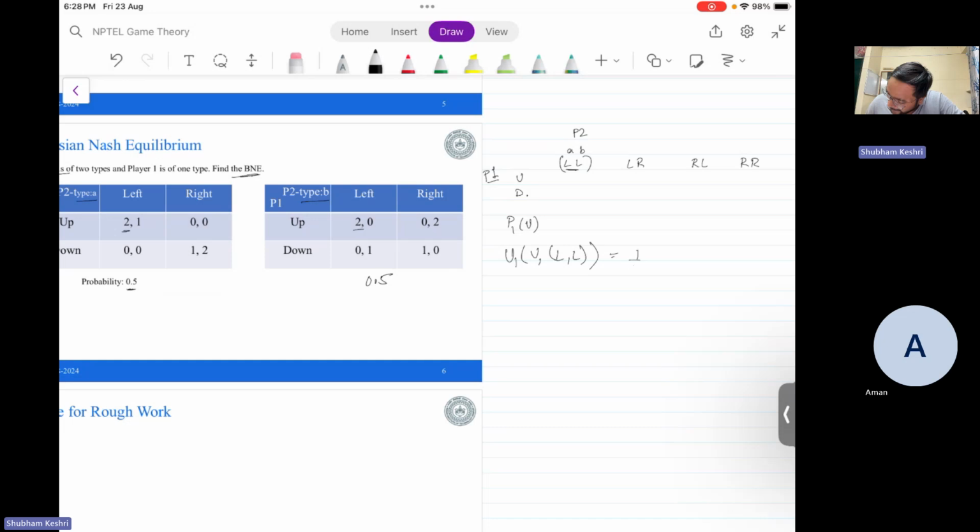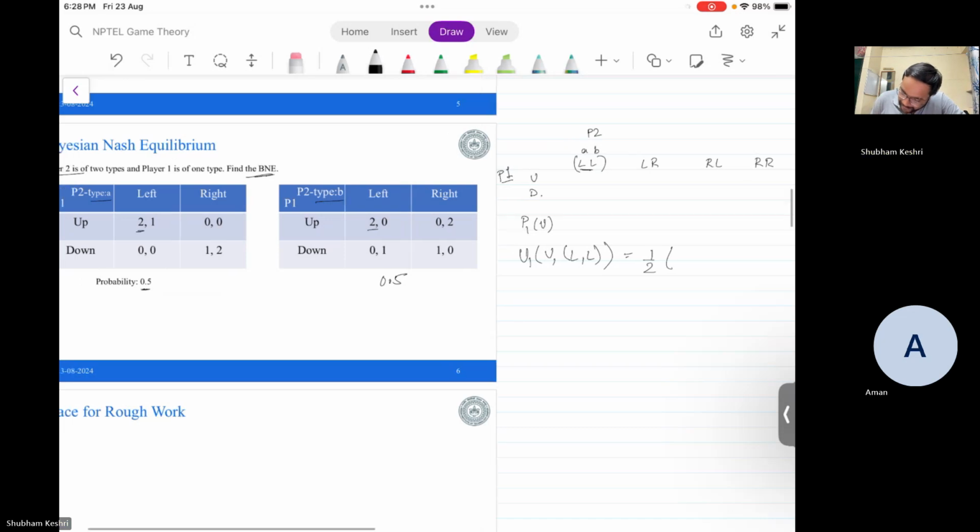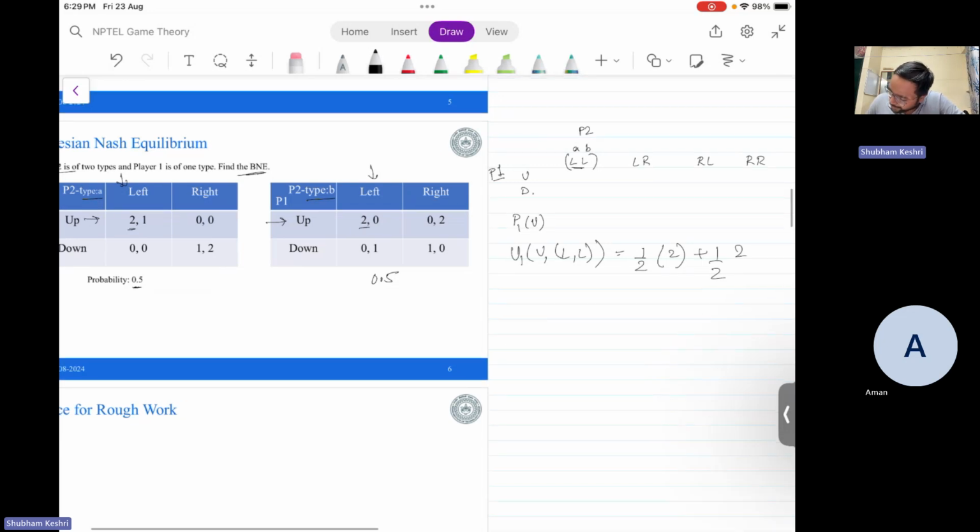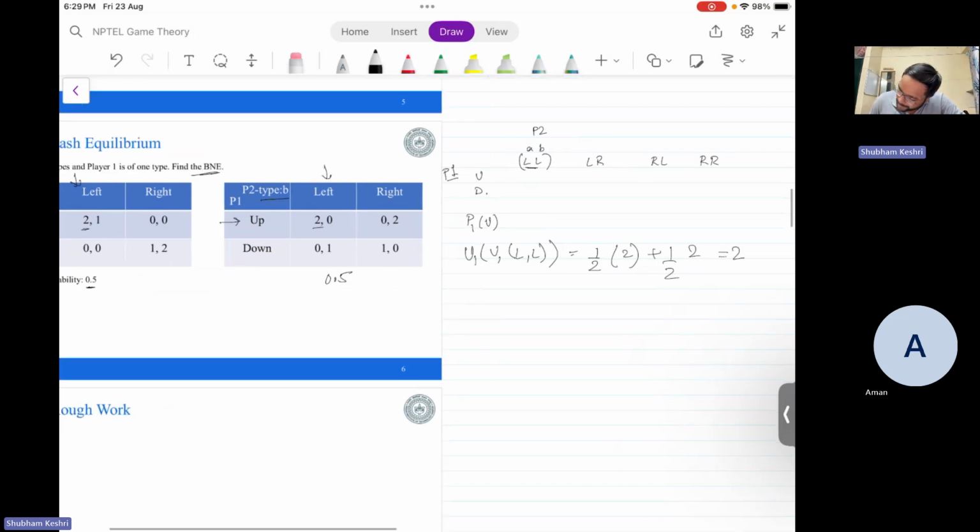That will be the expected utility he is getting from these two. So therefore, it will be half times when he is playing up and player 2A is playing left, which is 2, and half times when he is playing up and player 2B is playing left, which is also 2. Therefore, this will become 2.